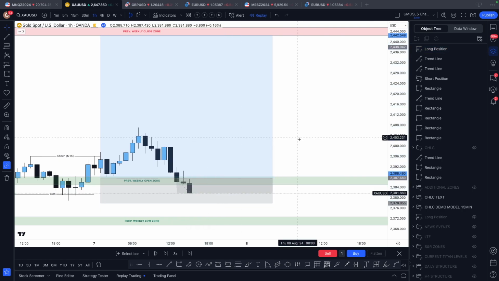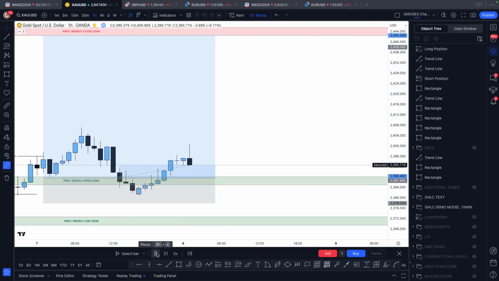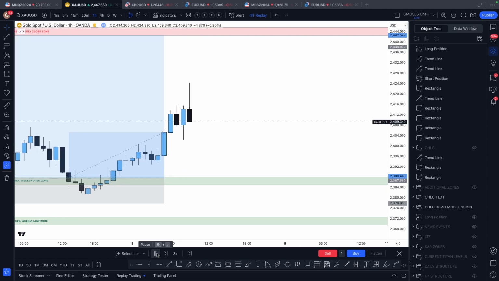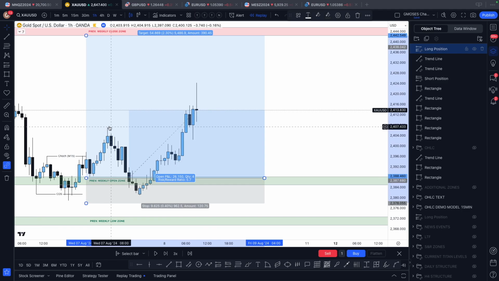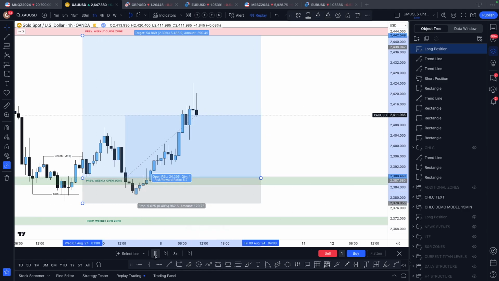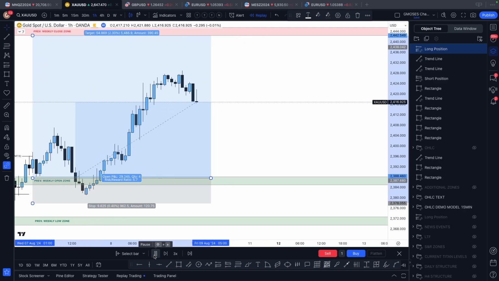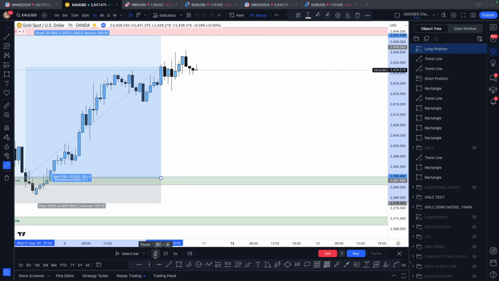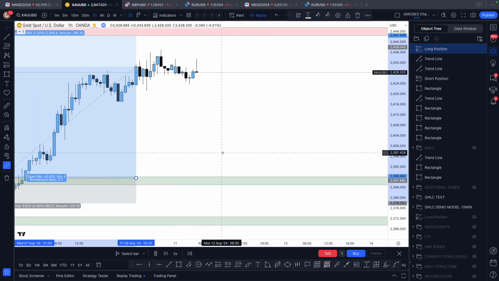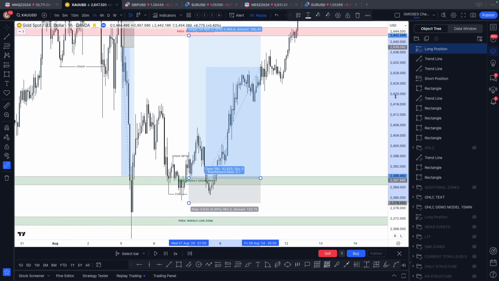Okay, price wicked us in, and let's see how price plays out. All right, we started to get the push up. At this point, when it broke this area here, we can move our stops to break even. As price is approaching, there we go. We're in and we're out.